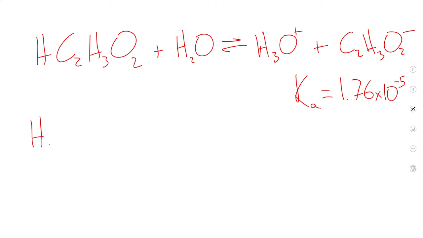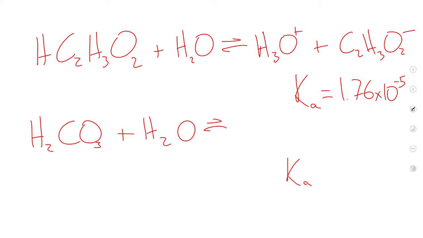Then we have carbonic acid. What do the products look like for the Ka reaction here for carbonic acid? H3O+ and HCO3-. Good.